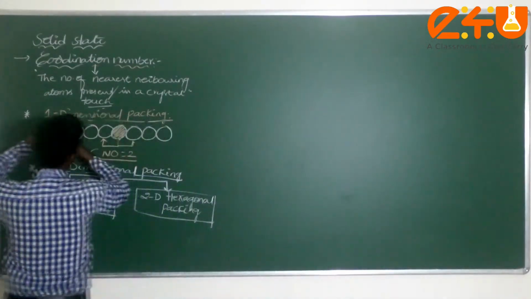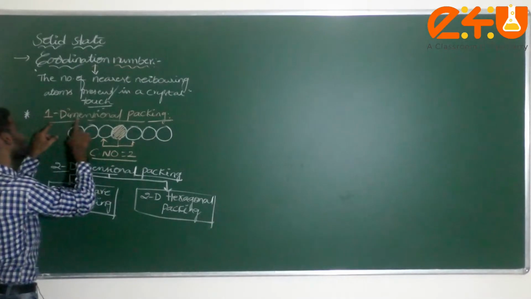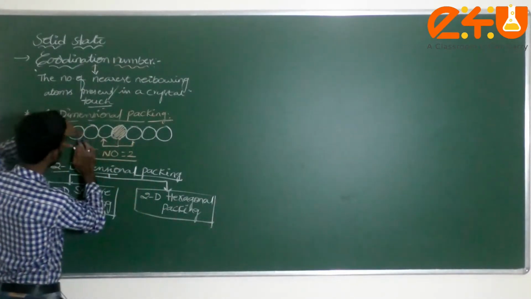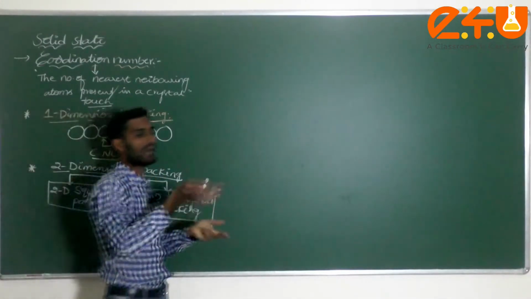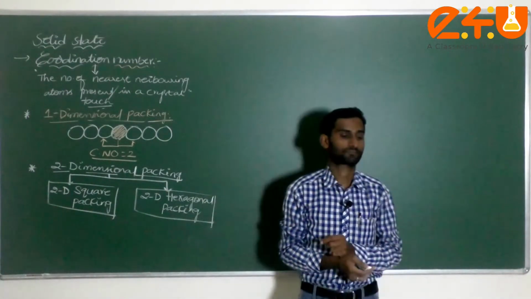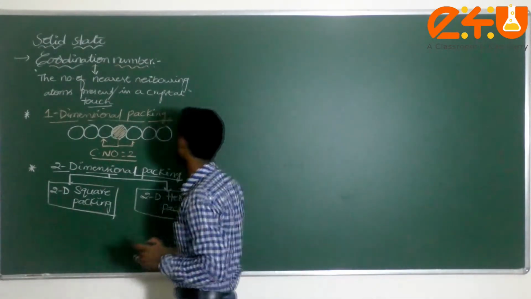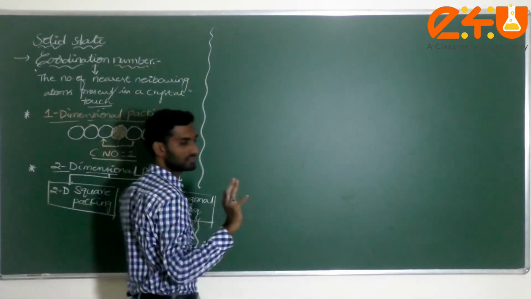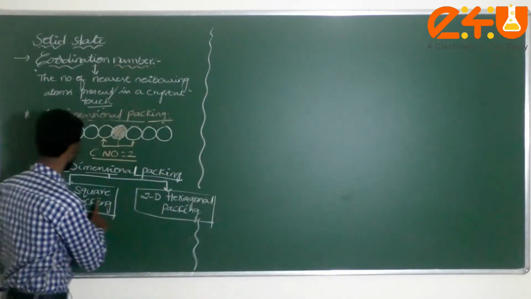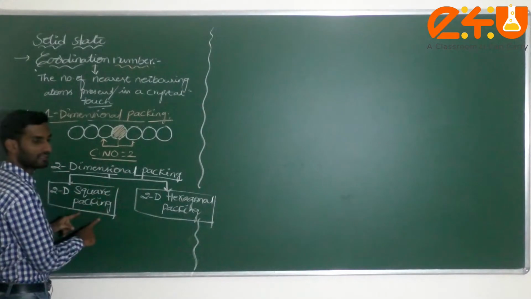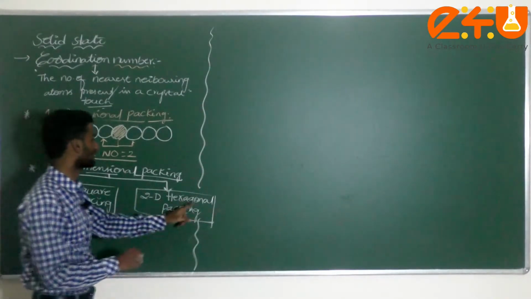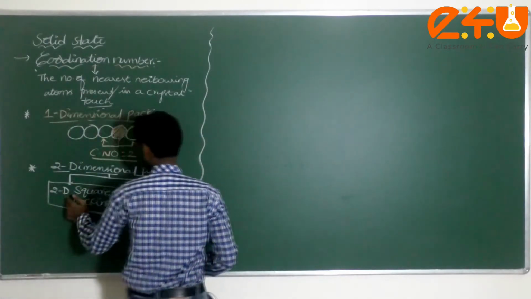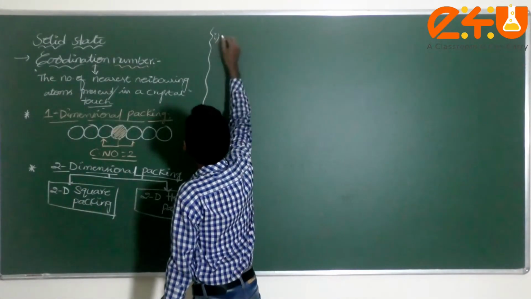Here, all the atoms are arranged in a single layer, that's why it is called one dimensional. Next, two dimensional means that in that particular layer I can arrange one more layer of atoms. That is known as two dimensional packing. Now in two-dimensional packing, we are going to observe two types of close packing: square close packing, and next hexagonal close packing. Let me start with the first one.